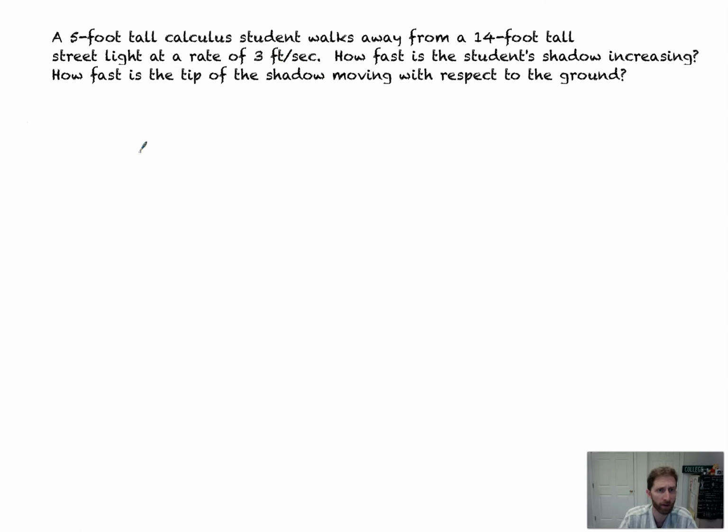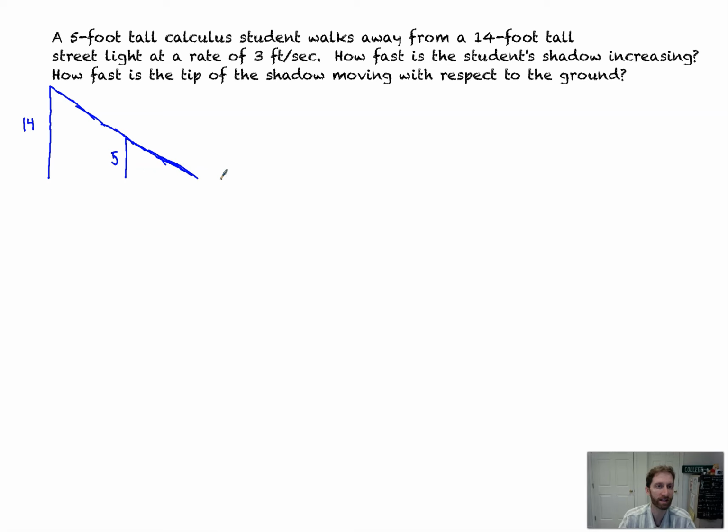So a 5-foot tall calculus student would be something like that. This is not drawn to scale at all. 14 feet, roughly 3 times that height. So that's 5, because the student's height is not changing as the problem goes on, nor is the height of the streetlight. That would be very strange, right? If either of them were growing as they walk, it'd be crazy. So this is the light source, and the ray of light coming off the light kind of makes for triangles.